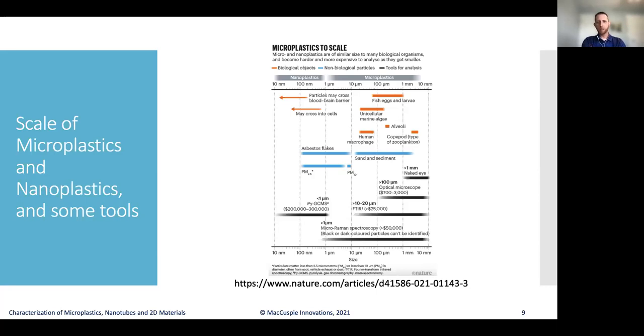And so as we begin to think about particles that may be able to cross the blood-brain barrier, especially those smaller than 2 nanometers, but research suggests maybe in some cases even larger. Larger nanoparticles may be able to cross into cells. It's interesting to understand what tools we can use to measure objects at these different length scales. Obviously, if it's greater than 1 millimeter, we can see them with the naked eye, and if it's greater than 100 microns, we could use an optical microscope. But we might need to use other types of microscopies as we get into these smaller microplastics and nanoplastic regimes.